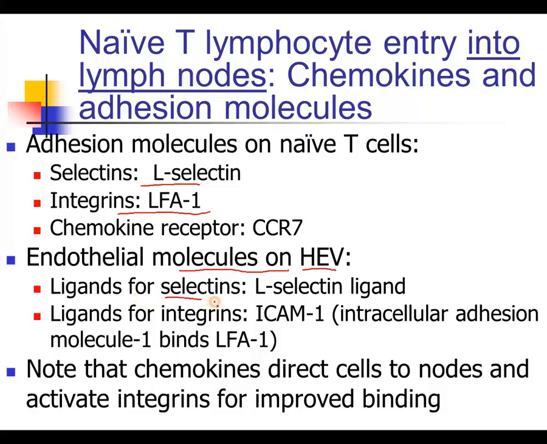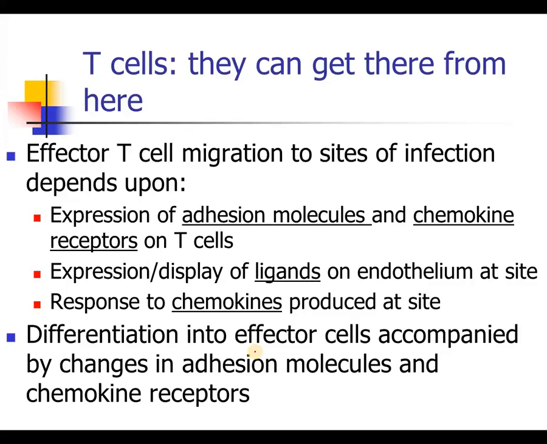So you'll have ligands for the selectins that we see on the T cells, L-selectin ligand, for example. And you'll have ligands for the integrins that we find on the naive T cells. In this case, the high endothelial venule will have ICAM1, or intercellular adhesion molecule 1, which binds LFA1. Again, you've seen a couple of these before, actually. And of course, there are going to be chemokines that direct the cells to the lymph nodes and will be involved in activating the integrins for improved binding or increased affinity.